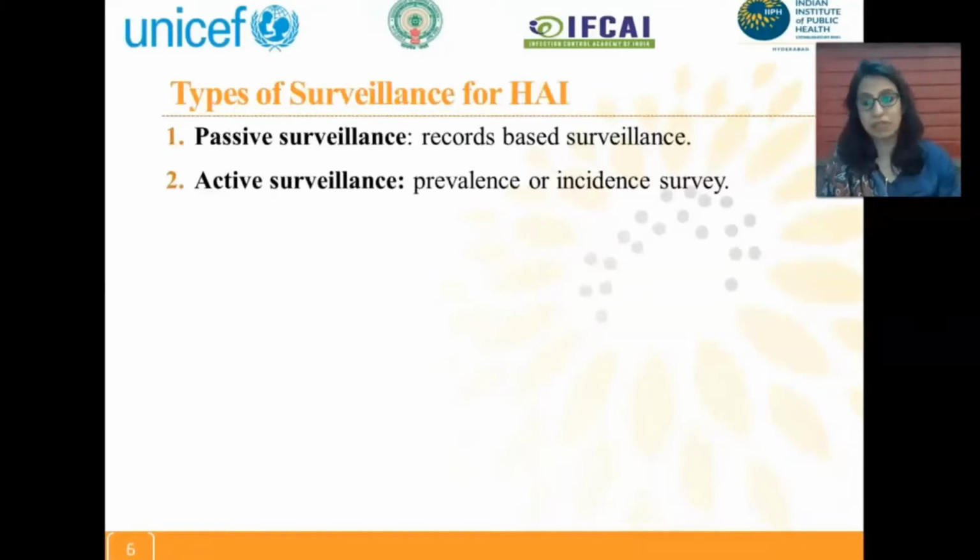Now, coming to the types of surveillance, there are broadly two types, passive and active. There is also something called sentinel surveillance, which is for very rare diseases. But for healthcare acquired infections, in practice, you mostly use passive surveillance and active surveillance. Passive surveillance is records based. Usually, you have records, and periodically you can look at your records and keep track of what kind of patients, what kind of diseases, what kind of infections have been noted, and how many of them can be attributed to healthcare acquired infections.